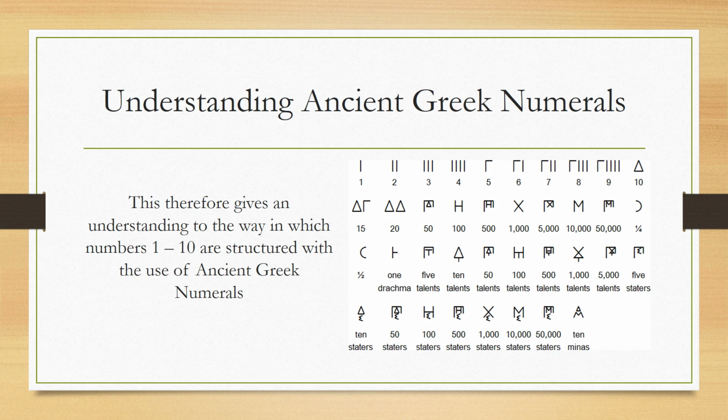This therefore gives an understanding of the way in which numbers 1 to 10 are structured within the use of ancient Greek numerals. So once you get to 6, it's simply the symbol for 5 and 1 added together. And you can see that throughout the entire numeral system there to the right.